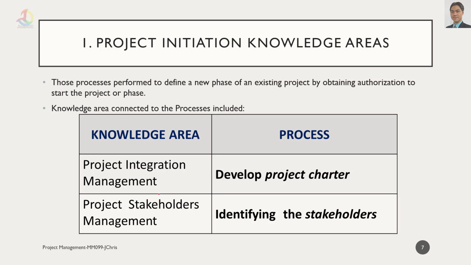Let's talk about the first, project initiation knowledge area. This process is performed to define a new phase of an existing project by obtaining authorization. So the key part here is authorization, whether we are going to do it or not, to start the project or the phase. There are a few knowledge areas connected to the process: project integration management knowledge area, in which we do a process called develop the project charter. And the second knowledge area is project stakeholders management, in which the process we do is identify the stakeholders.